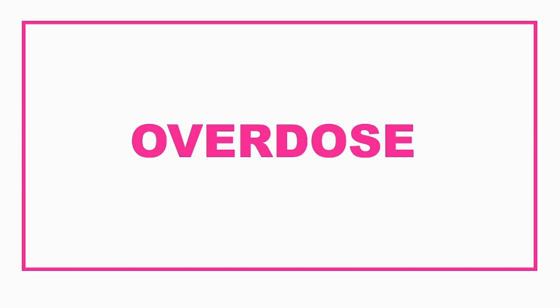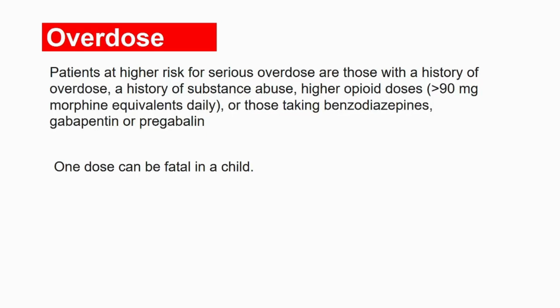Next, opiates also have a serious overdose risk, and the risk is very high, especially for those who have a history of overdose or substance abuse, those on more than 90 milligram morphine equivalent daily dose, or those taking benzodiazepines, gabapentin, and pregabalin, which are non-opiate drugs but increase the overdose risk when combined with opiates. Especially, one dose can be fatal in a child, so that requires extreme precautions.